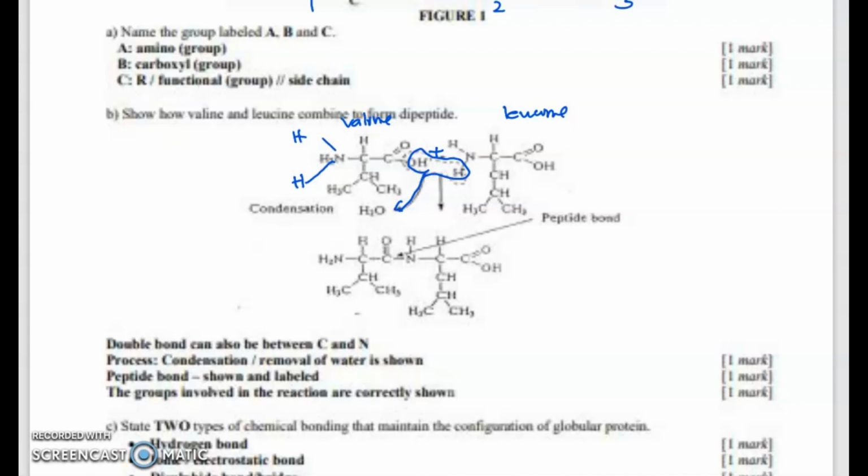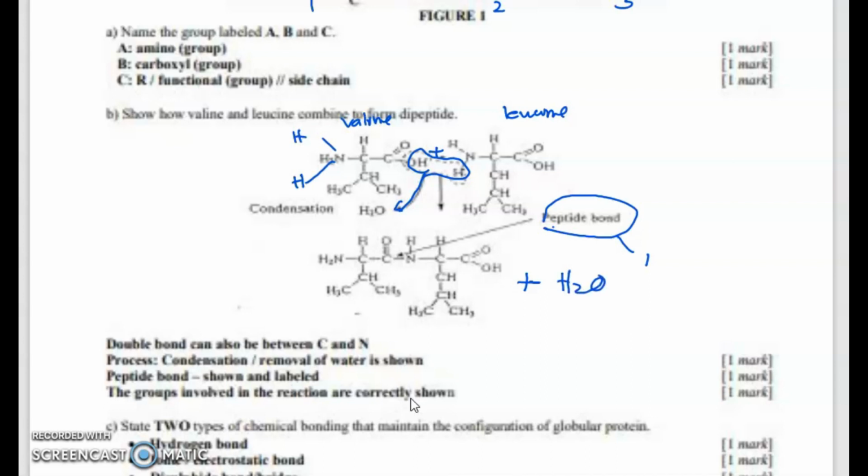Okay. And then apa lagi kamu patut buat adalah tunjukkan peptide bond. Peptide bond ni akan dapat 1 markah. Okay. And then the groups involved in the reaction are correctly shown. So, mestilah semua structure tu betul. Dapatlah kamu markah macam saya kata tadi lah, macam yang sebelum-sebelum ni. Okay. Dan di sini apa kekurangannya sebenarnya adalah plus H2O.